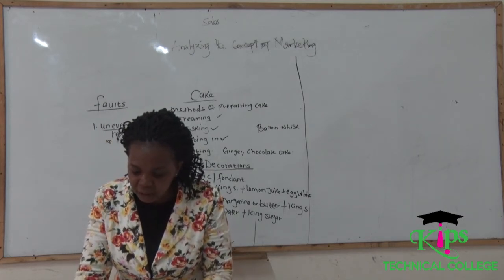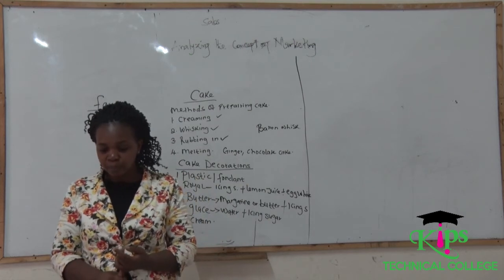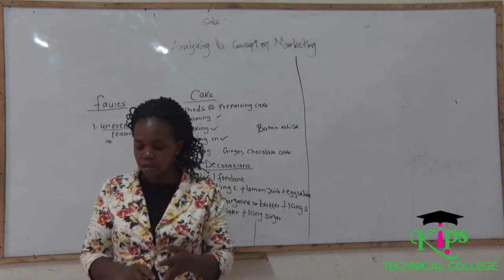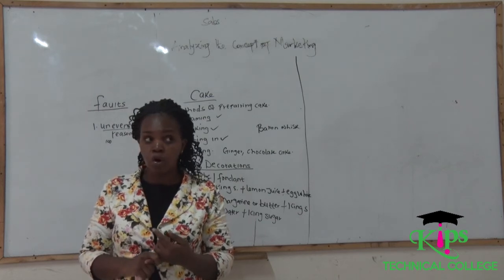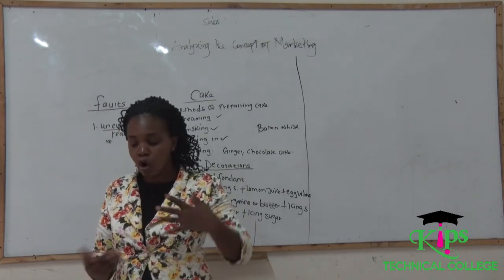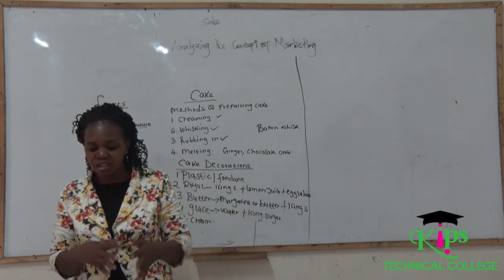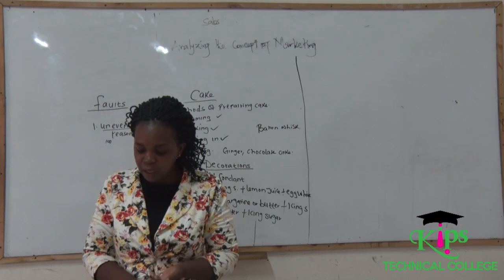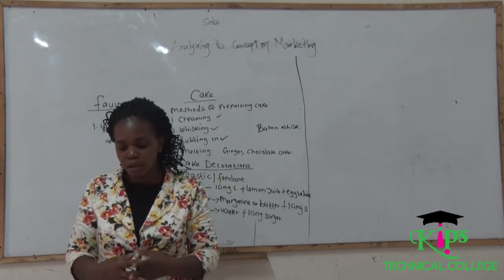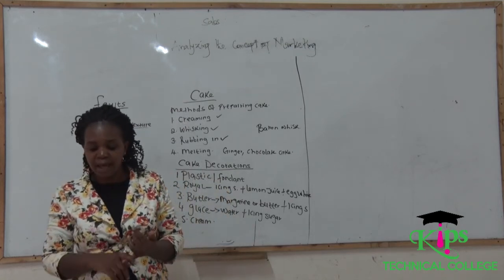Then we have dry texture. One reason for that is when you overcook your product. That is, if your product stays in the oven for long, obviously the final product will be dry because of the too much heat. And then when you use too much of the raising agent, that is baking powder or bicarbonate, you find your product will come out dry.